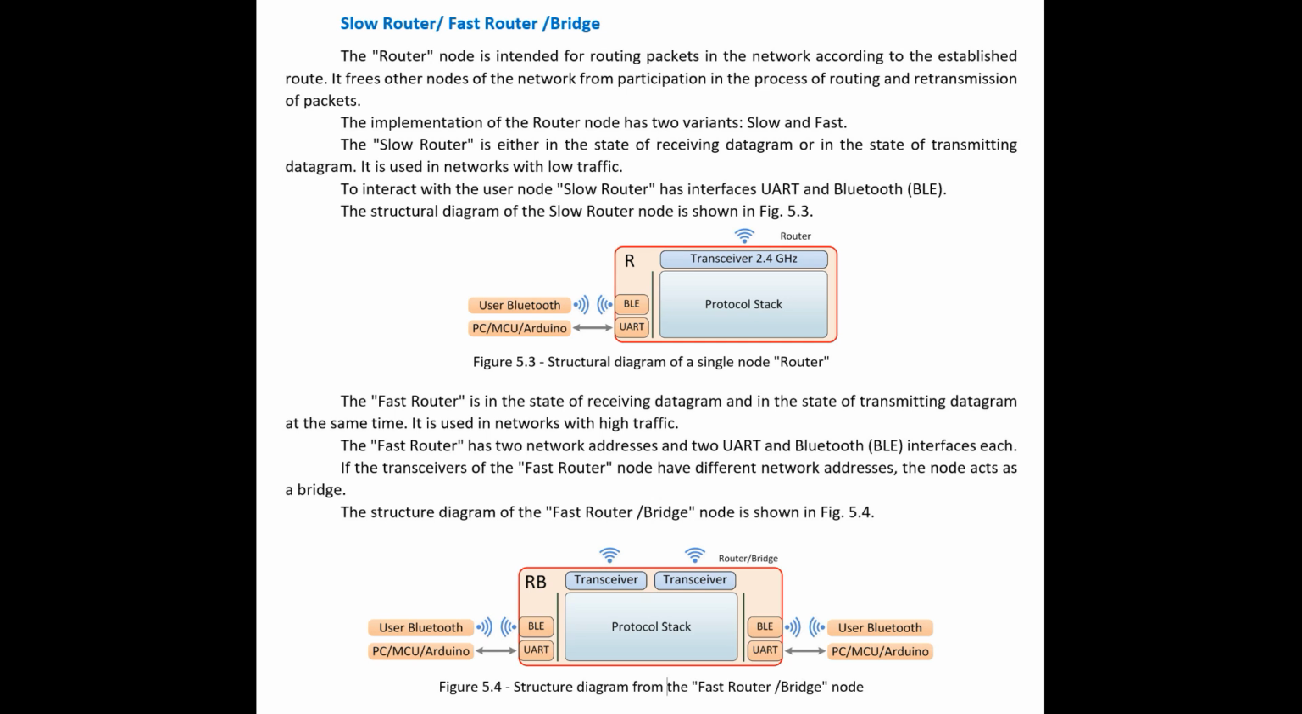The Router node is intended for routing packets in the network according to the established route. It frees other nodes of the network from participation in the process of routing and retransmission of packets. The implementation of the Router node has two variants: slow and fast. Slow router is either in the state of receiving datagram or in the state of transmitting datagram. It is used in networks with low traffic. Fast router is in the state of receiving datagram and in the state of transmitting datagram at the same time. It is used in networks with high traffic.